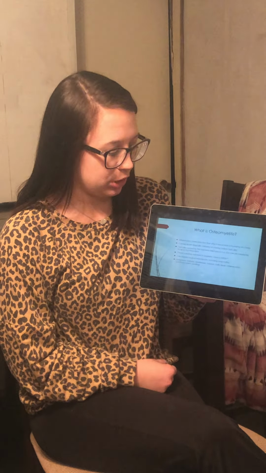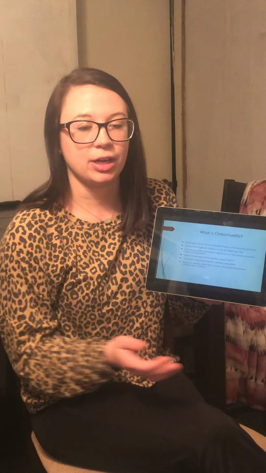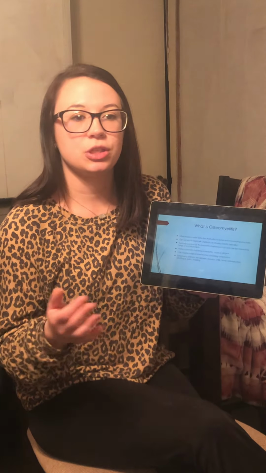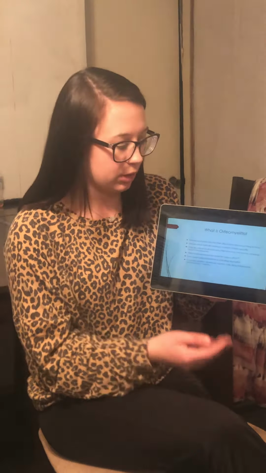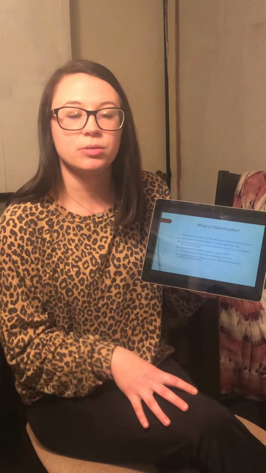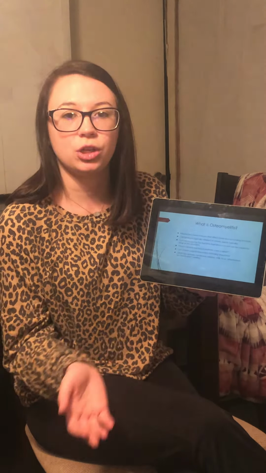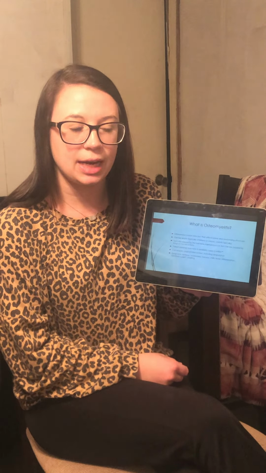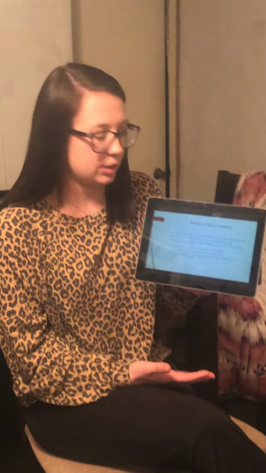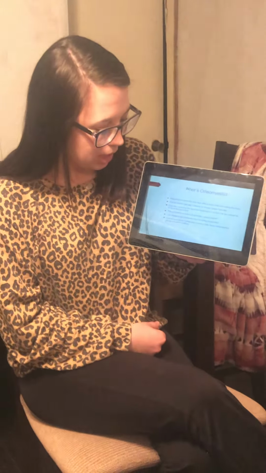Osteomyelitis is a bone infection. It's an inflammatory bone infection that's caused by microorganisms such as bacteria, fungi, or mycobacteria, like staphylococcus. It affects bones and surrounding structures. It can be acute, which is typically what you see in pediatric cases, or it can be chronic, which is what you typically see more in adult cases.